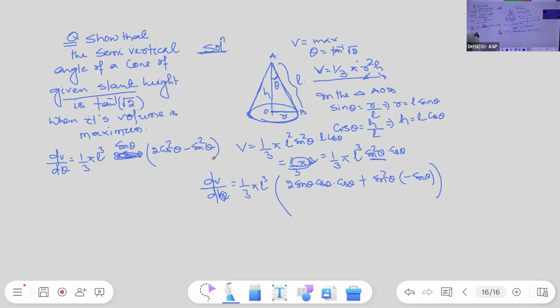So dV upon d theta is equal to 0. This implies 1 by 3 pi L cube sin theta into 2 cos square theta minus sin square theta equals 0. So quickly note it down. I will use the next page.